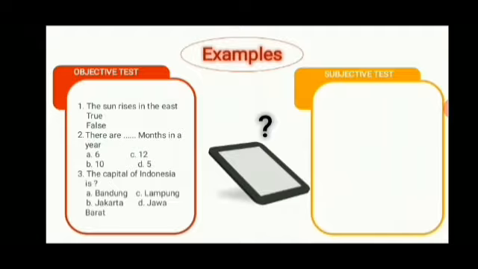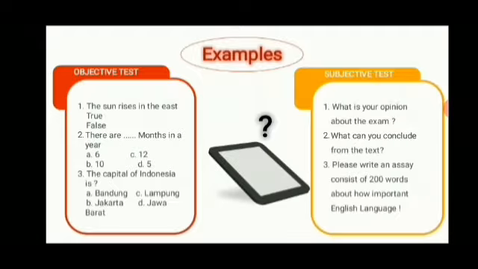Now let's see the example of subjective tests. Number 1, what is your opinion about the exam? Number 2, what can you conclude from the text? Number 3, please write an essay consisting of 200 words about how important the English language is. So, we can conclude that in a subjective test, the answer may be various. Since the student gives the answer by giving an opinion, each student may have a different answer from each other. And then, in a subjective test, the scorer must make a judgment about the correctness of the answers based on his or her subjective interpretation of the scoring criteria.